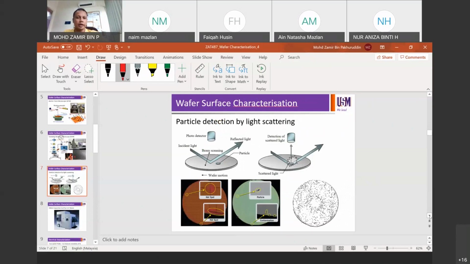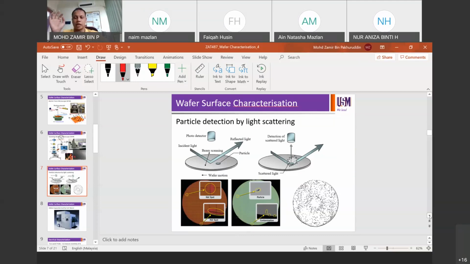Next, another surface characterization is called particle detection by light scattering. If you work on any issues in a wafer fab, or get to intern in a wafer fab, this is one of the characterizations used by wafer fabs to check particles on the surface. Particles in a wafer fab are very, very crucial. We will learn more about defects later on.